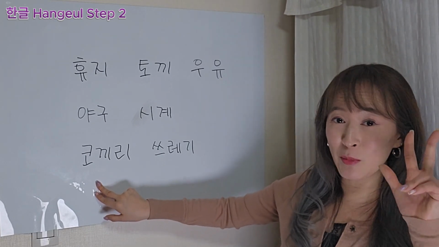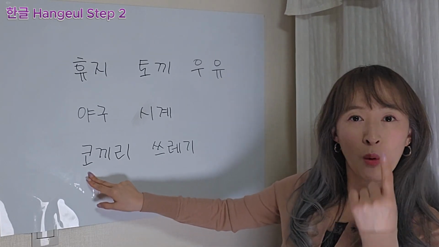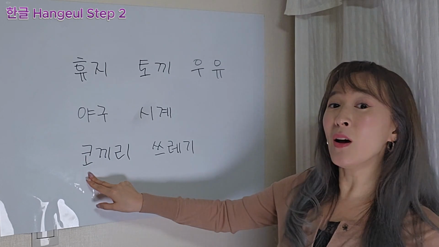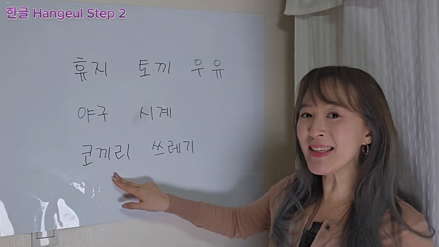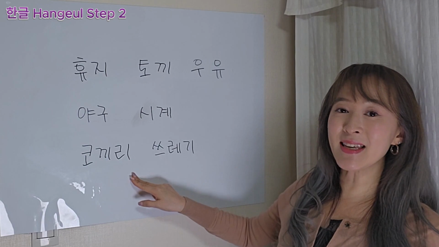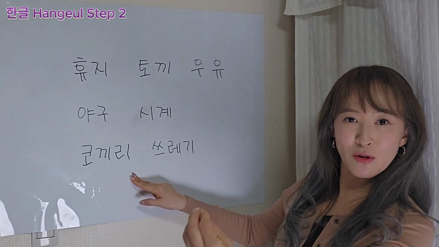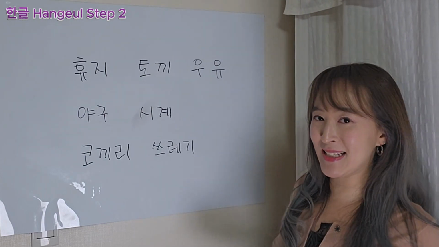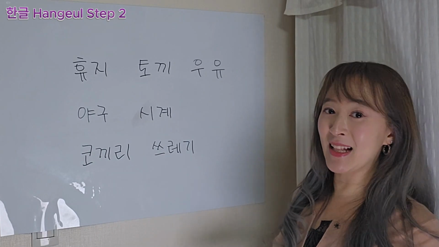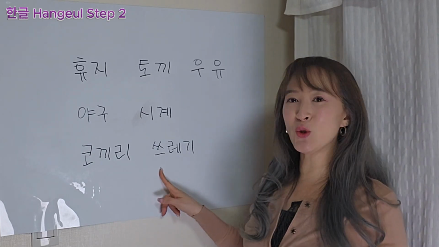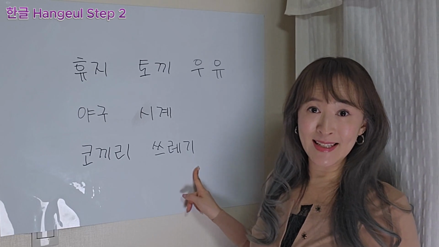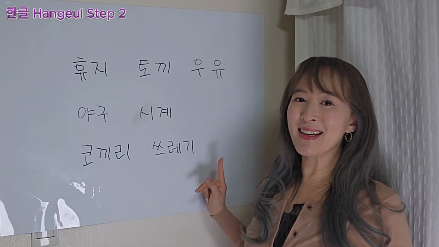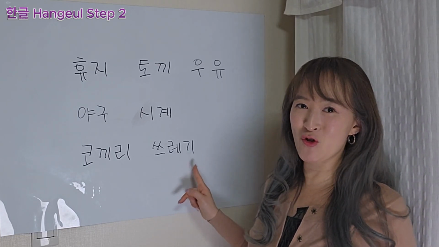It has 3 syllables, right? 코 means nose, but 코끼리 means an animal with a long nose. Yeah, elephant. 코끼리 is elephant. And the last one, 쓰레기. 쓰레기 means trash.